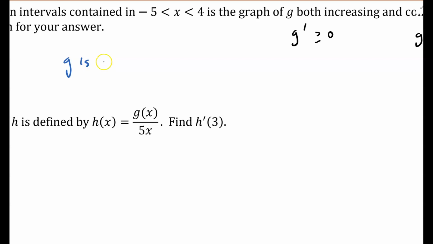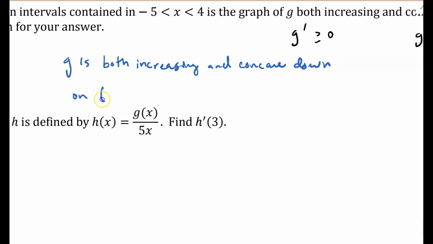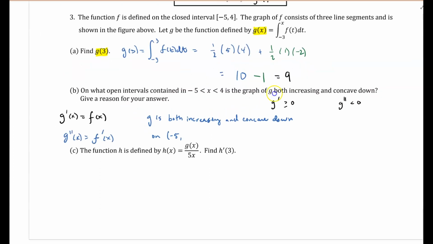G is both increasing and concave down on -5, what was it, -3?